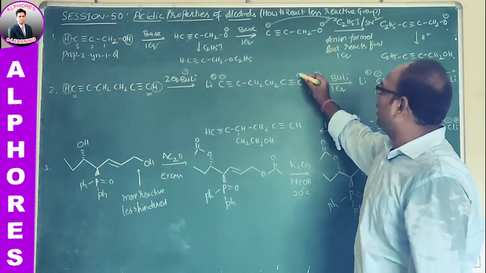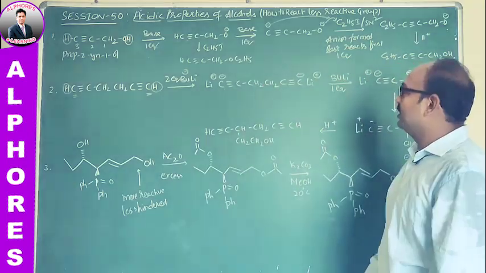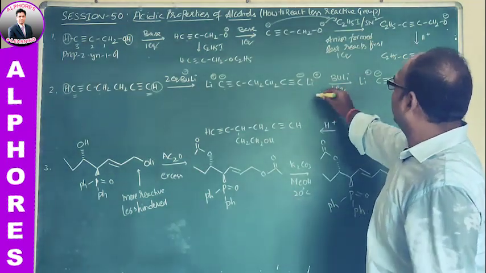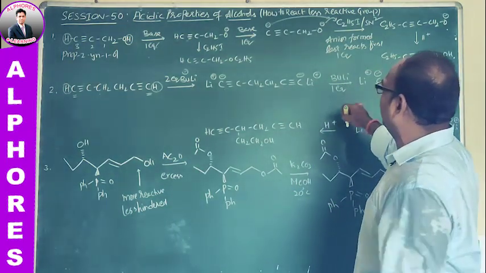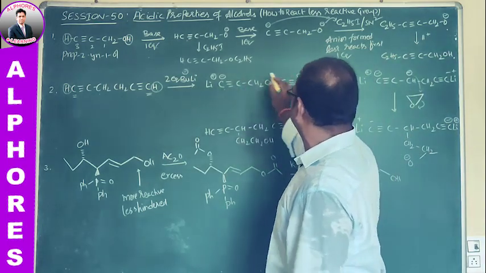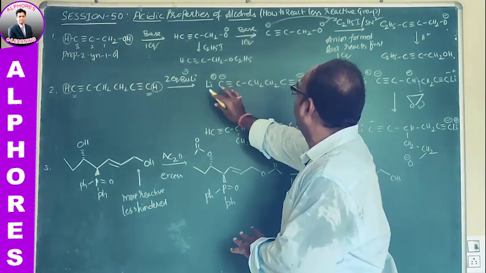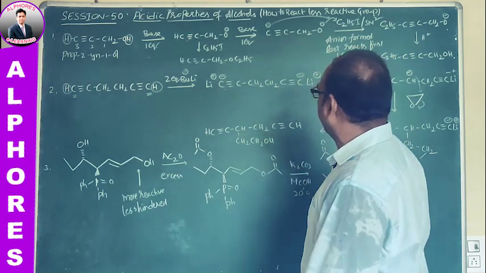That means C minus and Li plus on both carbons. This is further treated with butyl lithium. After abstraction of these two hydrogens, there is no more triple bond carbon-containing hydrogen here.